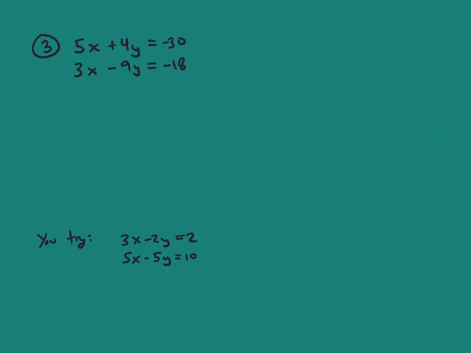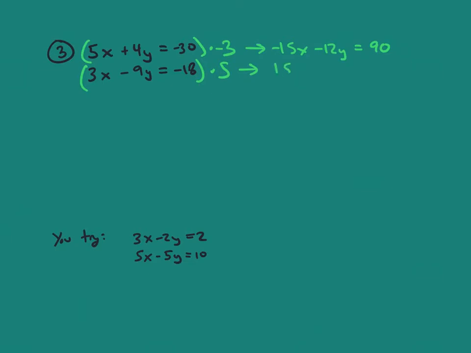So I'm going to multiply that top equation by, let's say, negative 3, and the bottom equation by 5. All right, and then draw your little arrows and get yourself both new equations here. So the top one becomes negative 15x minus 12y equals, and then negative 30 times negative 3 is positive 90. The bottom equation becomes 15x. That's good because those are going to cancel now. 15x. And then 5 times 9, so minus 45y equals 18 times 5 would be negative 90.